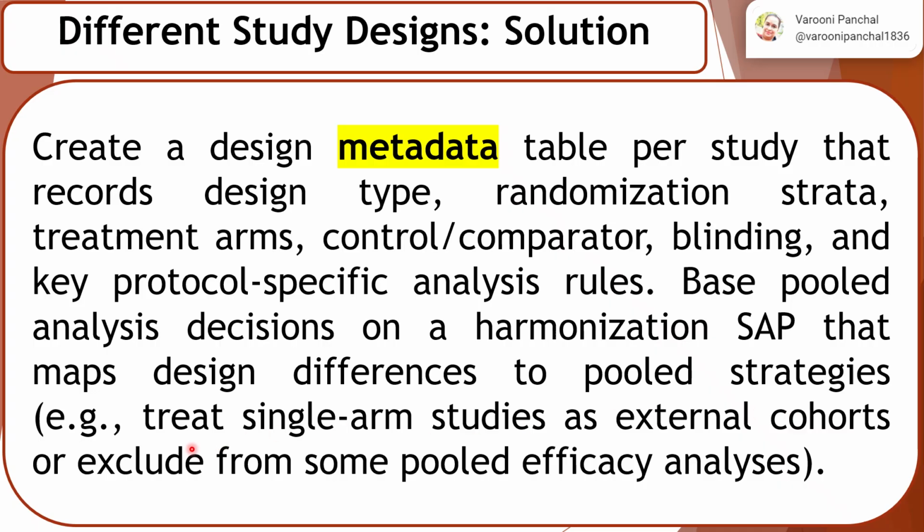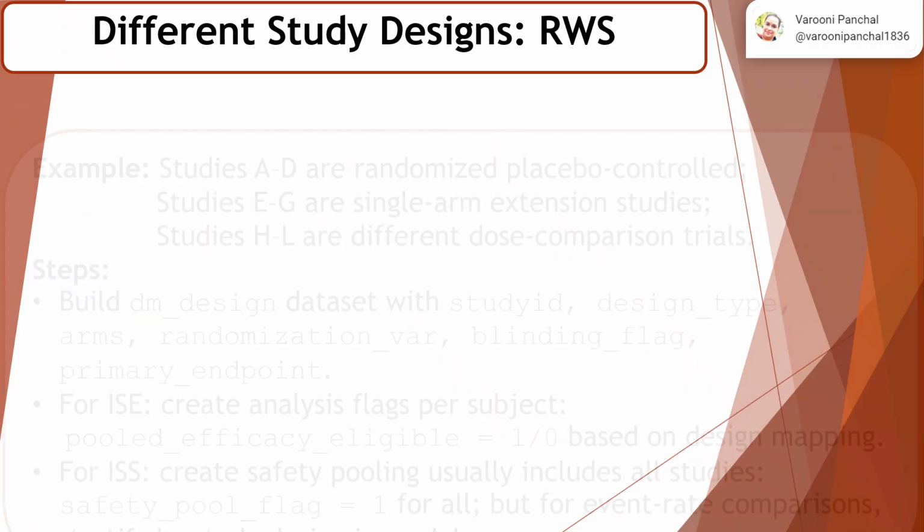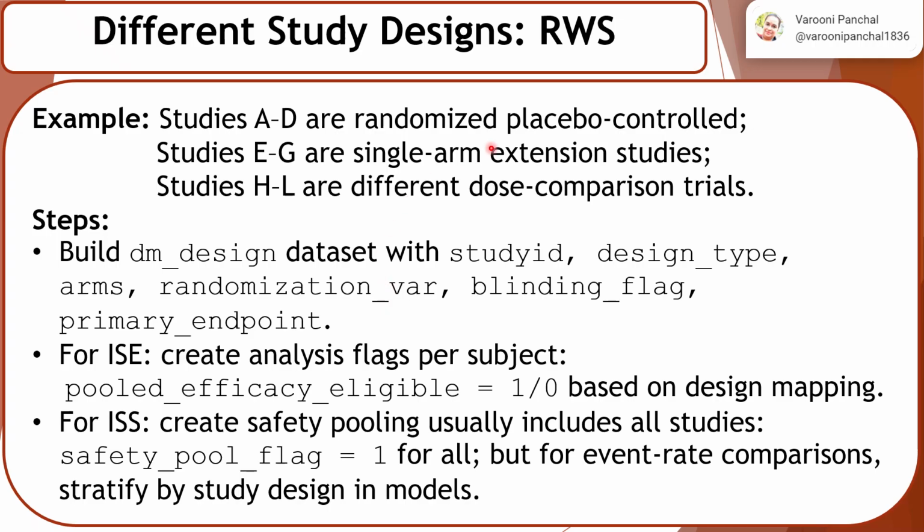Now say for example, I may treat single arm studies as external cohorts or exclude them from some pooled efficacy analysis. So the very first thing is to develop the harmonization SAP, and based on this harmonization SAP you can prepare the metadata table with respect to these records. Now say for example, studies A to D are randomized placebo controlled, studies E and G are single arm extension studies, whereas studies H and L are different dose comparison trials.